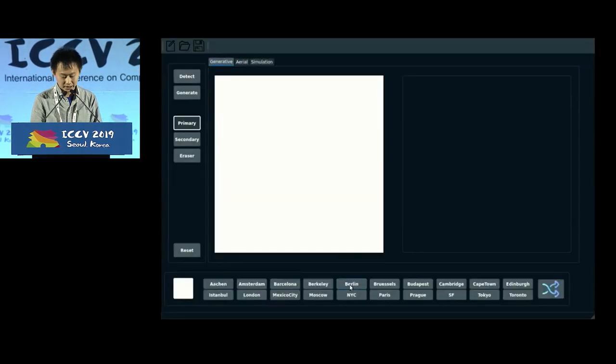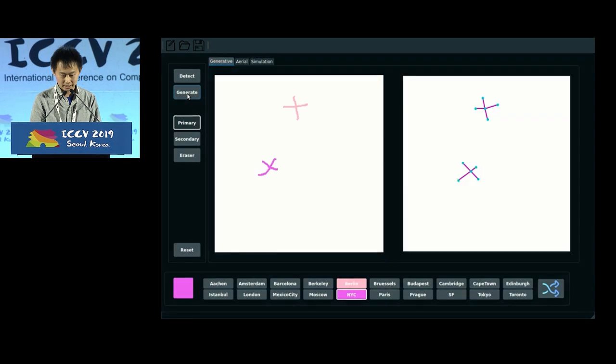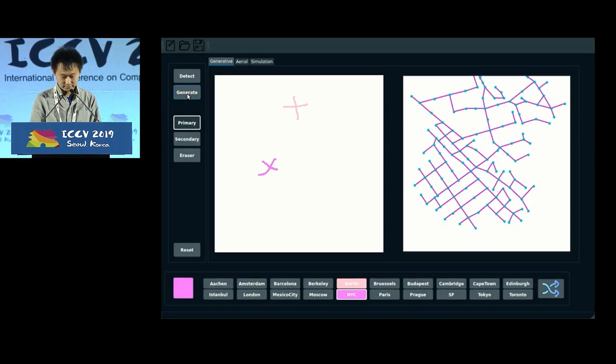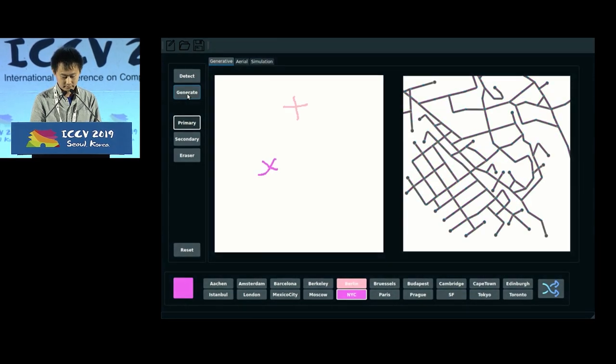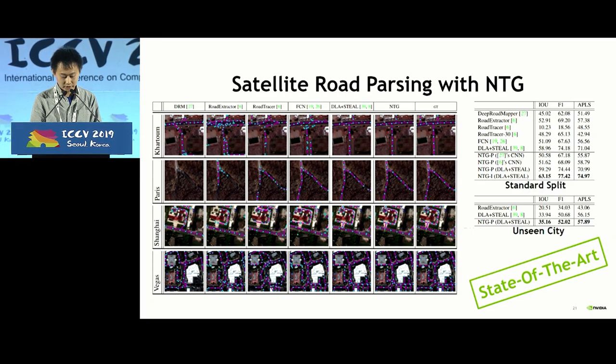Our model enables interactive generation of road layout, for example, generating an imaginary city that is half New York and half Berlin. We combine our graph generative prior with CNNs to parse roads from satellite images, achieving a new state-of-the-art result in the SpaceNet dataset.